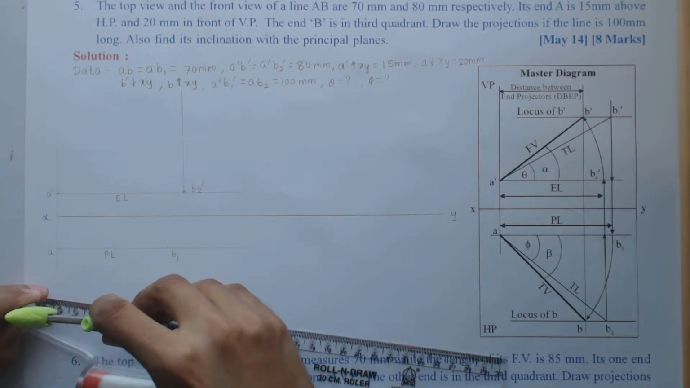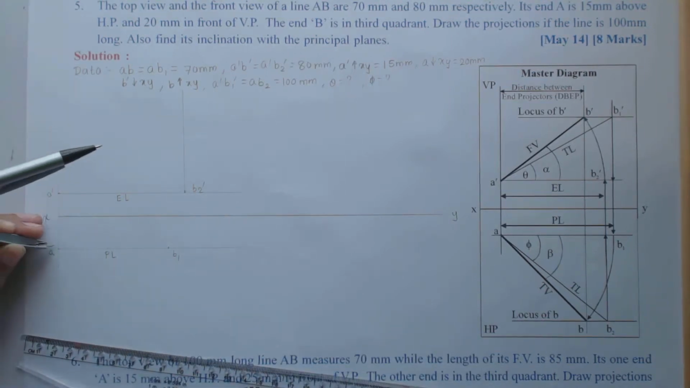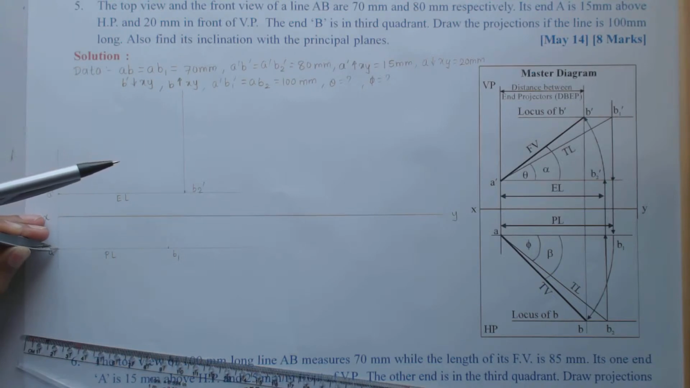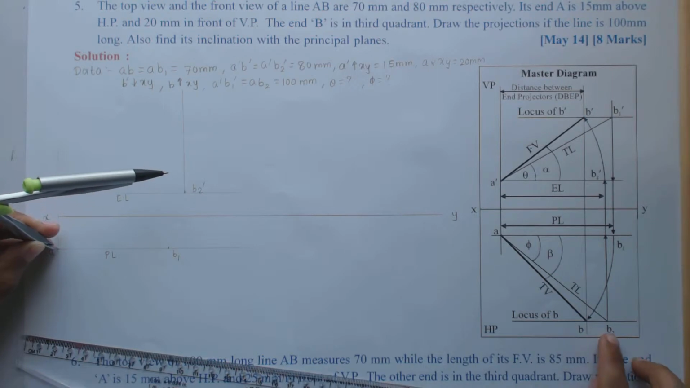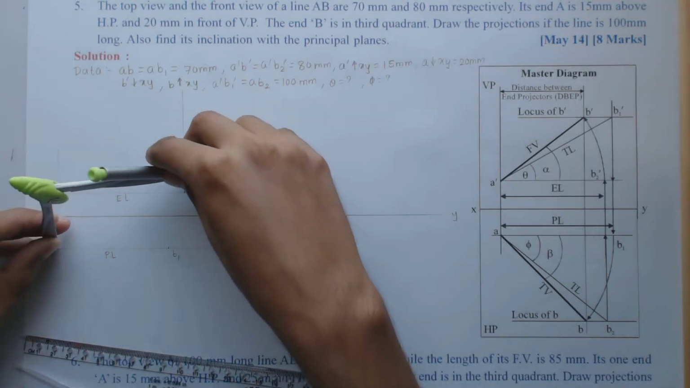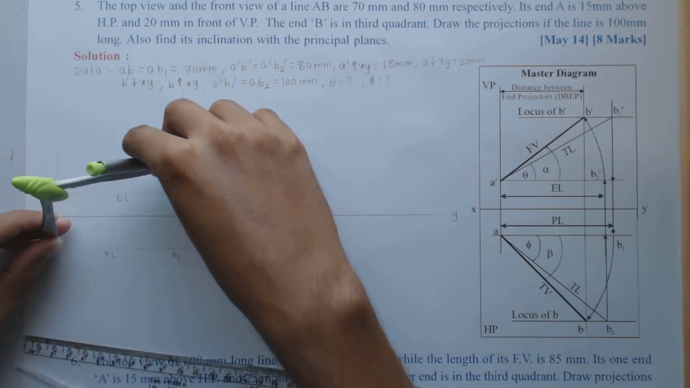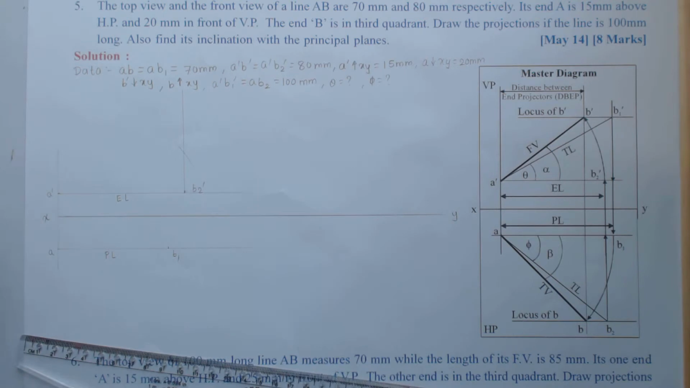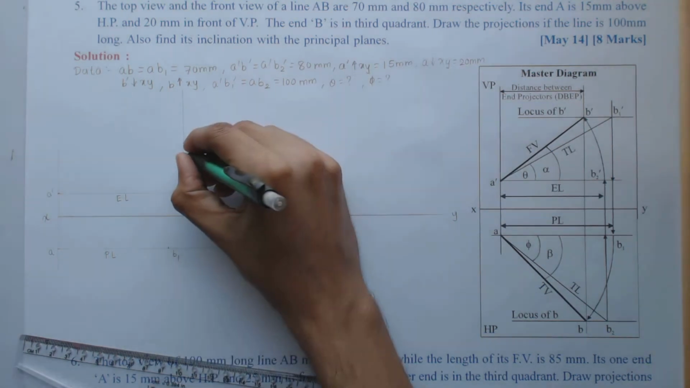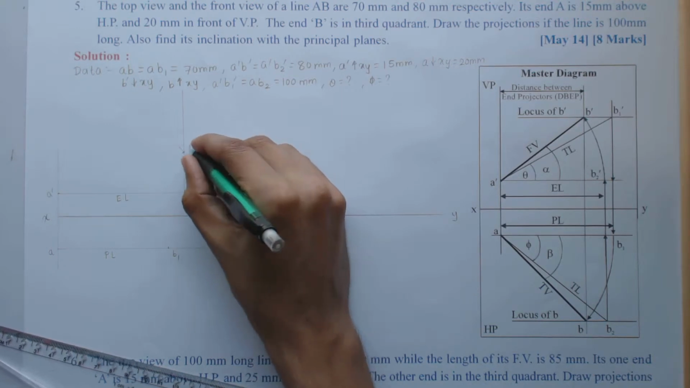So the length equal to 100 mm. Now with A as a center, because I need to mark AB2, which is the true length in top view, and I know it will be above xy. So from B2 dash I have projected that line upwards. So here I am getting the point B2.